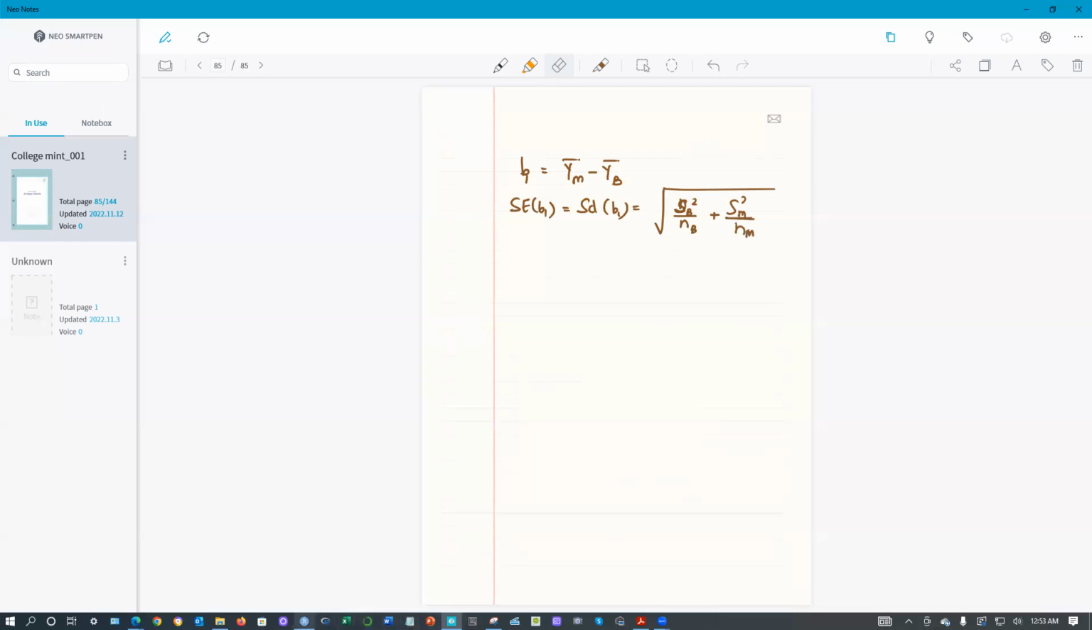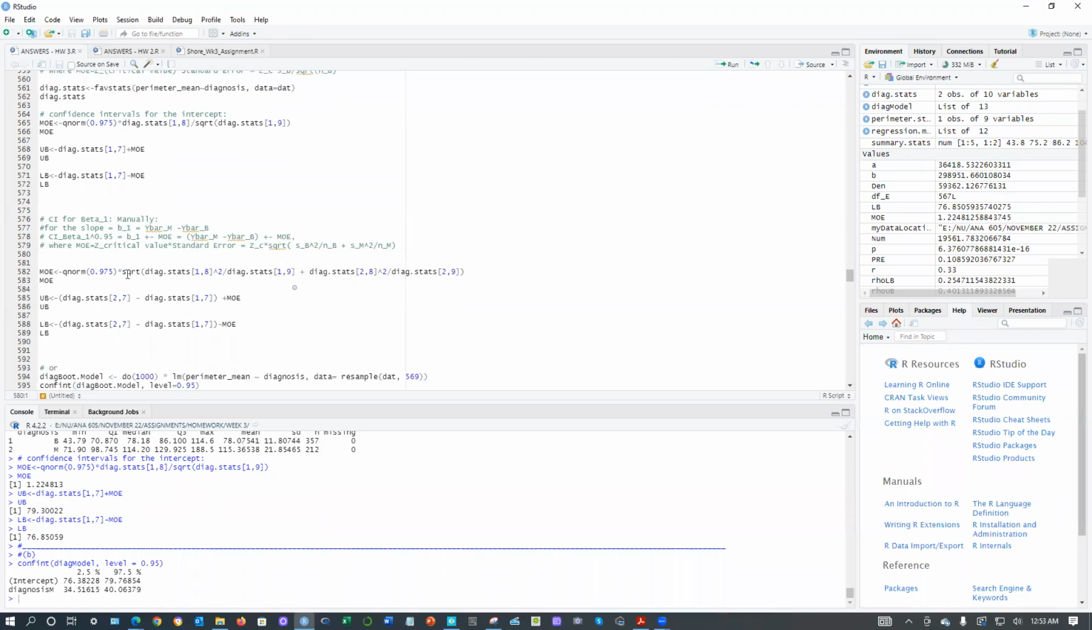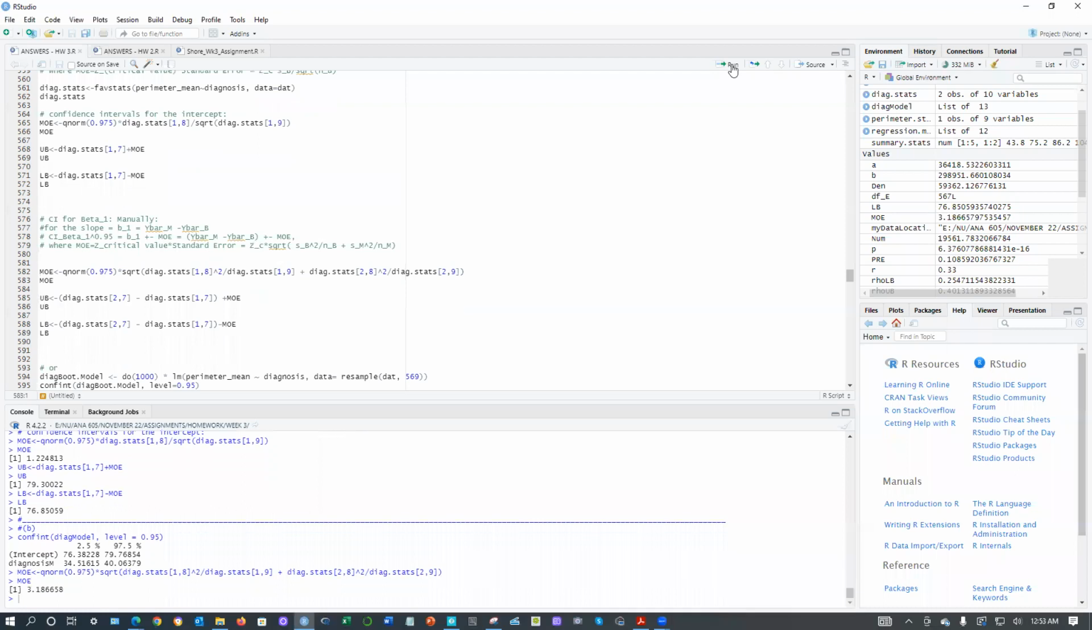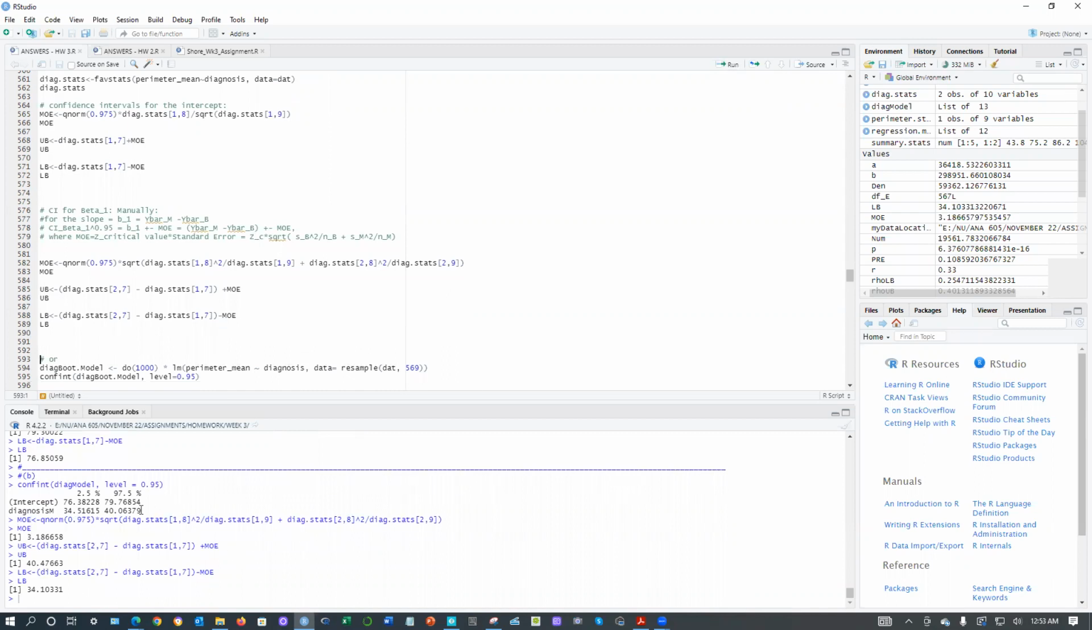That's what we are trying to do over here. See? Margin of error, this one minus the margin of error. Margin of error is critical value times standard error. And the standard error is square root of S B squared divided by N B plus S M squared. So in order to calculate that margin of error, see, you go to the critical value, get the standard error. Standard error is like that. See, margin of error, above, below, see. Same thing, 34 to 40, 76 to 79.